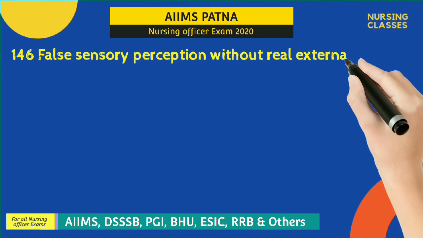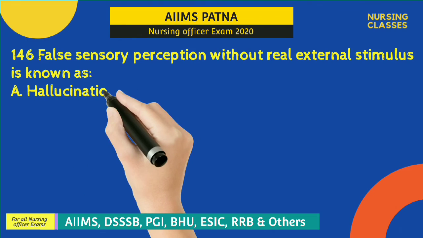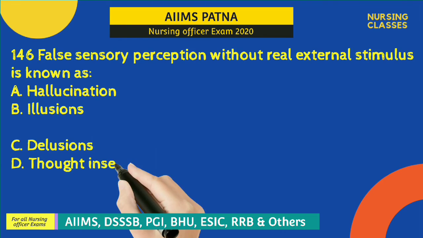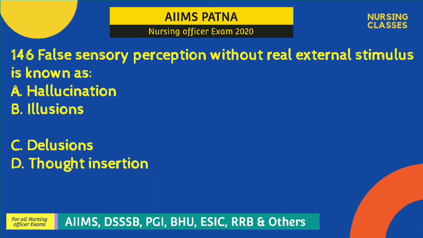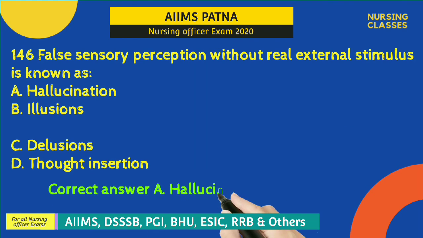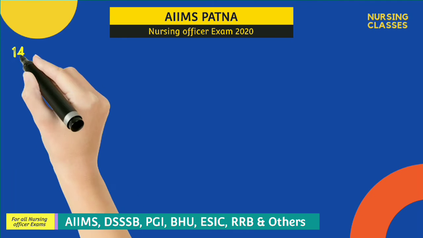146. False sensory perception without real external stimulus is known as: A. Hallucination, B. Illusions, C. Delusions, D. Thought insertion. Correct answer A. Hallucination.